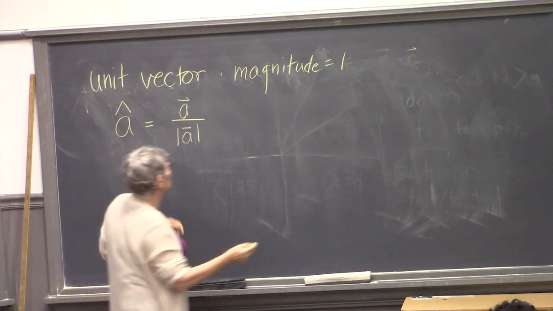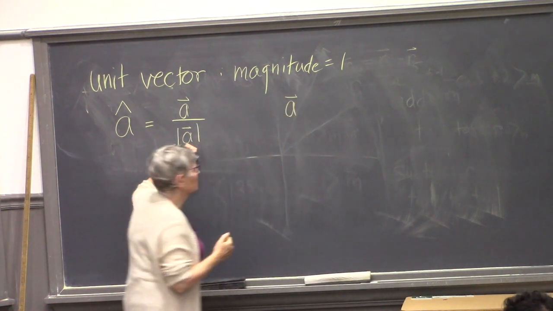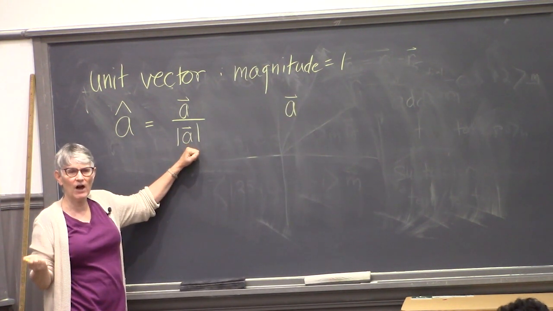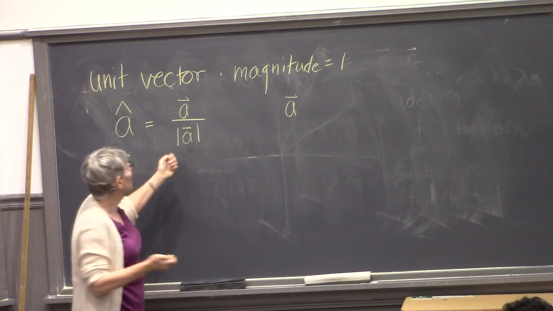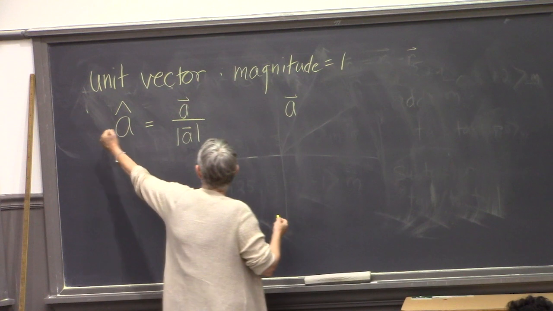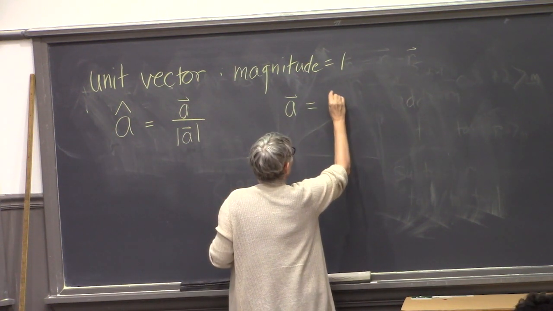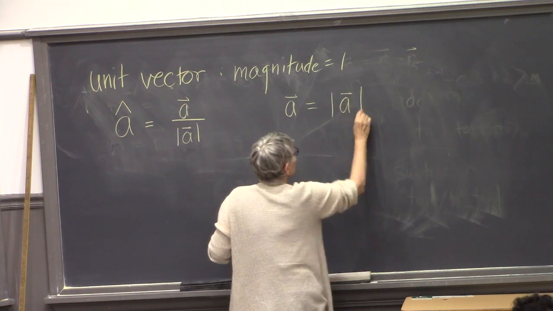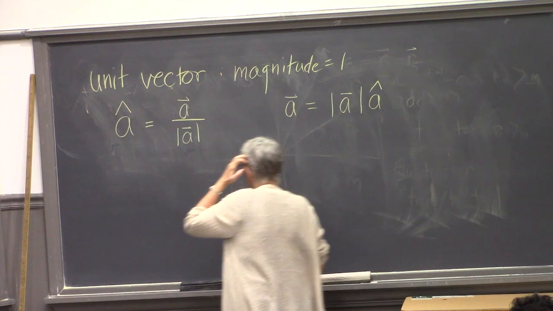This is useful because if we rearrange it, since the magnitude of A is a scalar, it's okay to divide by it, right? This is a single number. It's not a vector. If we rearrange this by multiplying both sides by the magnitude of A, we get that the vector A is equal to its magnitude times this unit vector A hat in the direction of A.